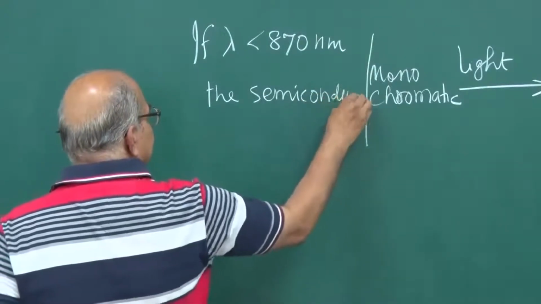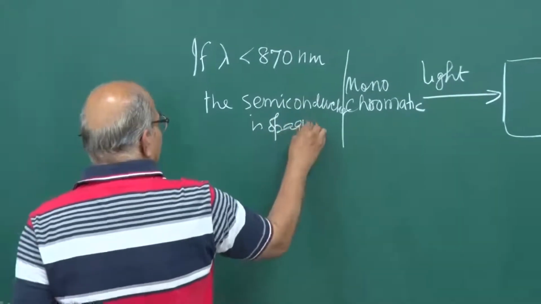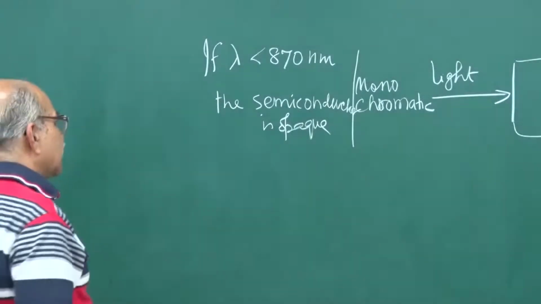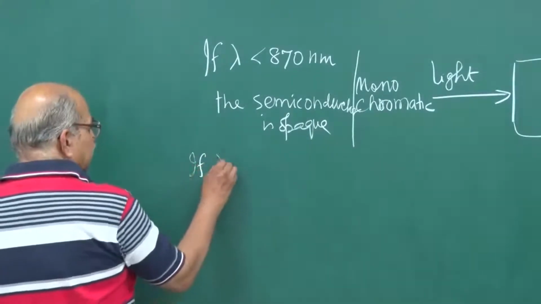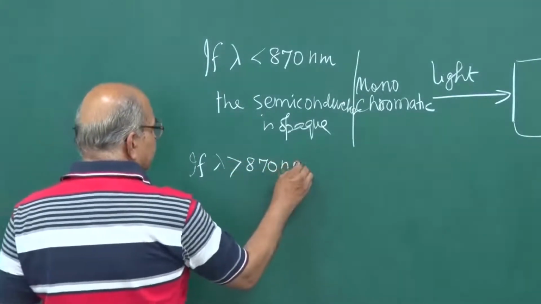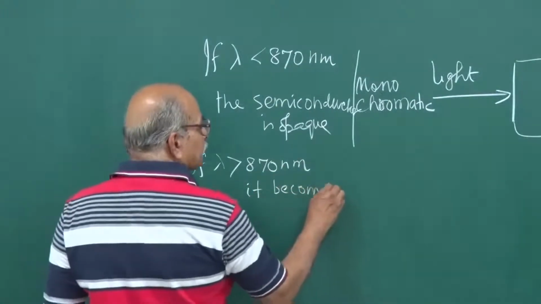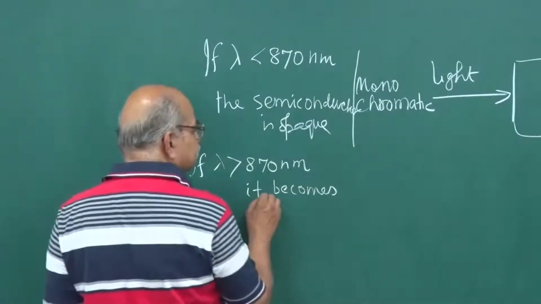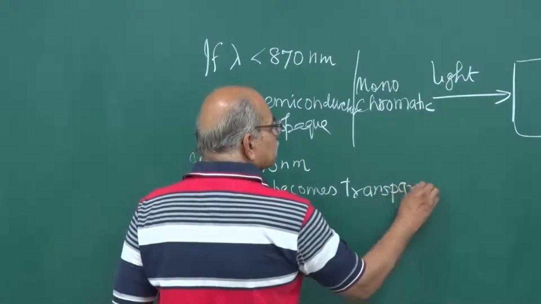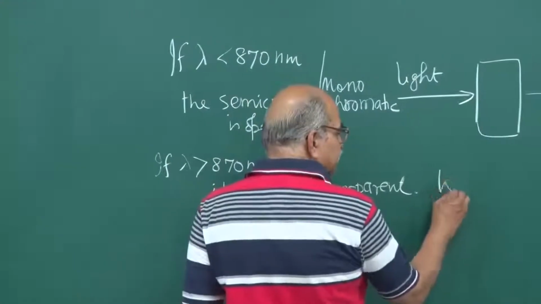The semiconductor is opaque, but if lambda is more than this, it becomes transparent. So, if lambda is more than 870 nanometers, then it becomes transparent. That means the absorption is very small. And the question is, what is the band gap?